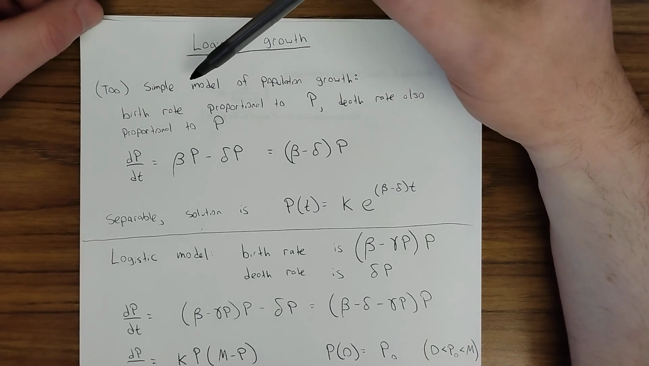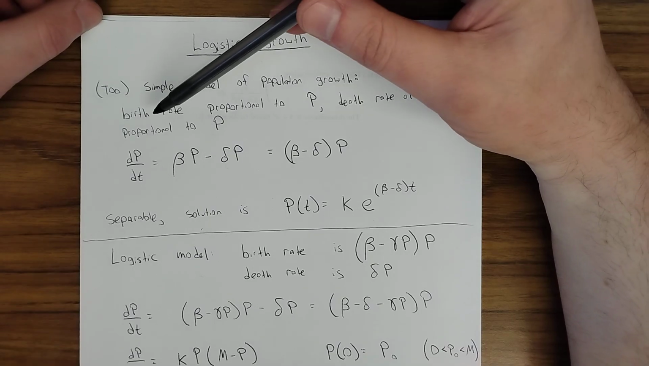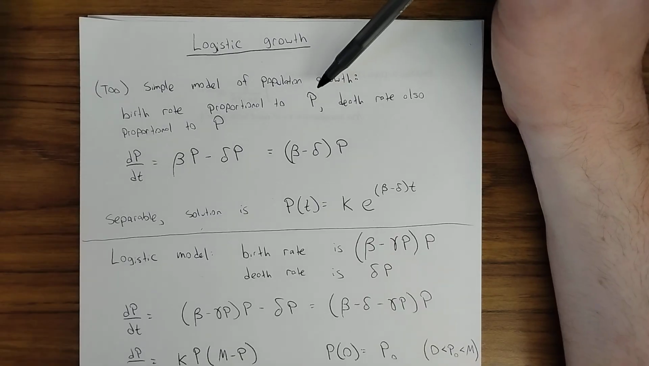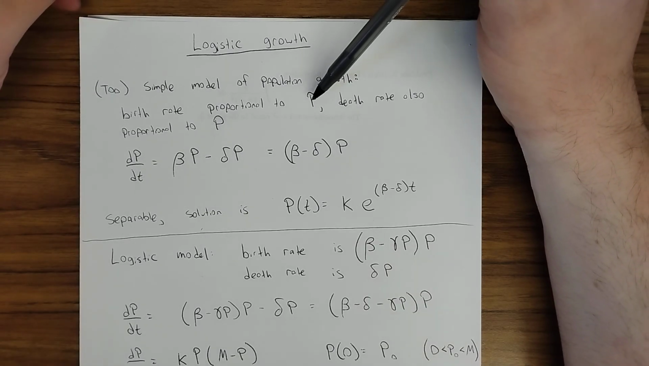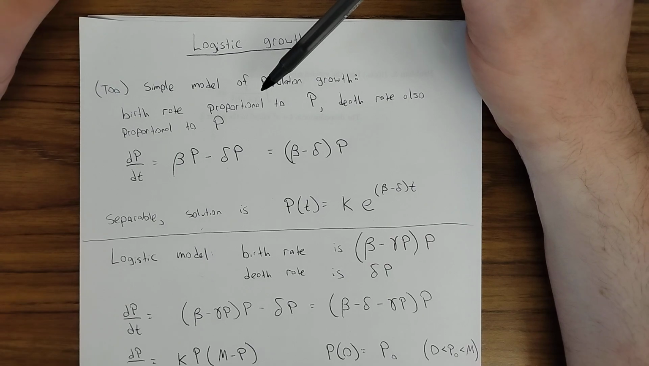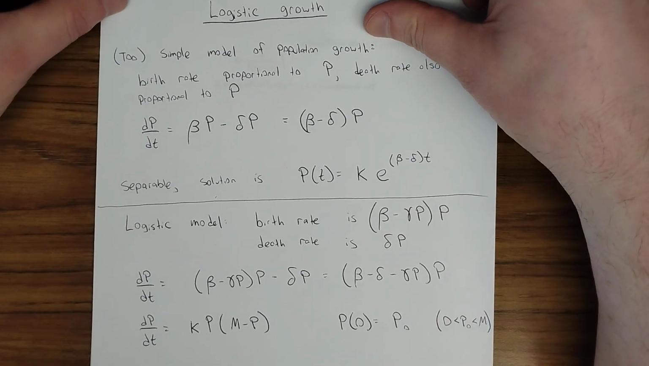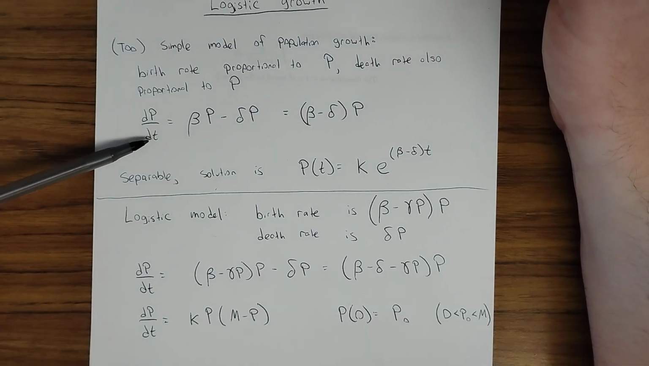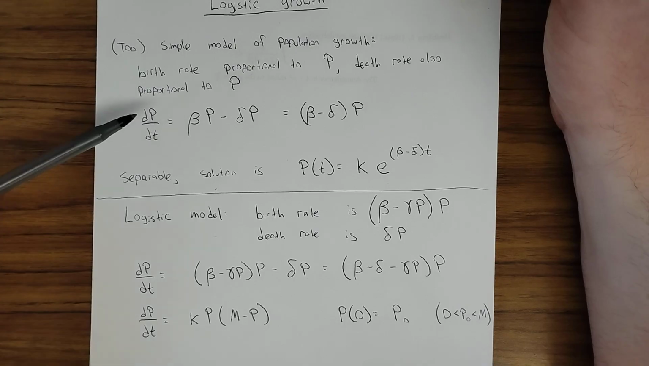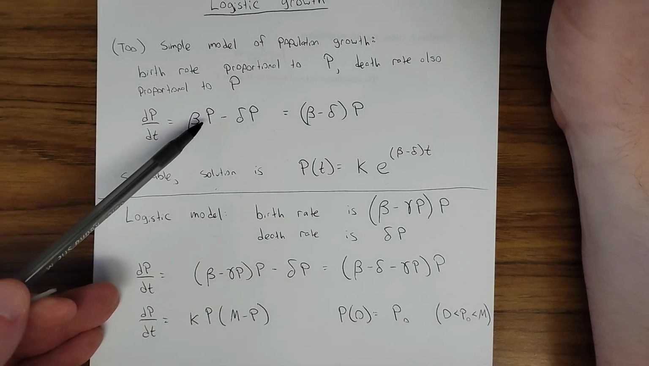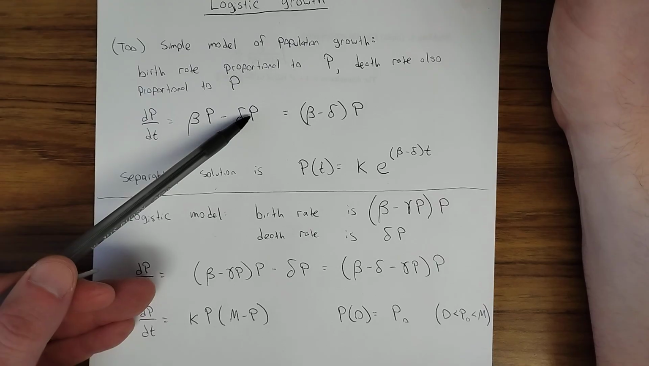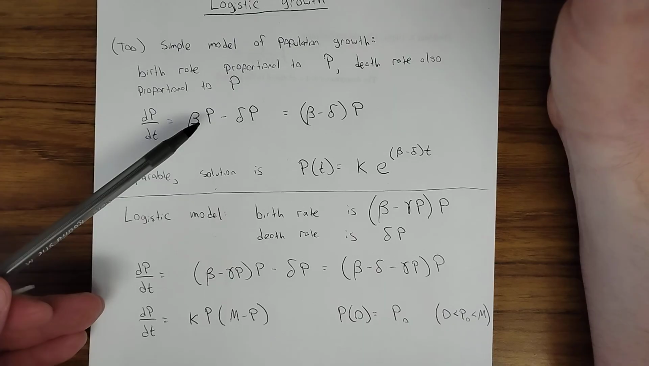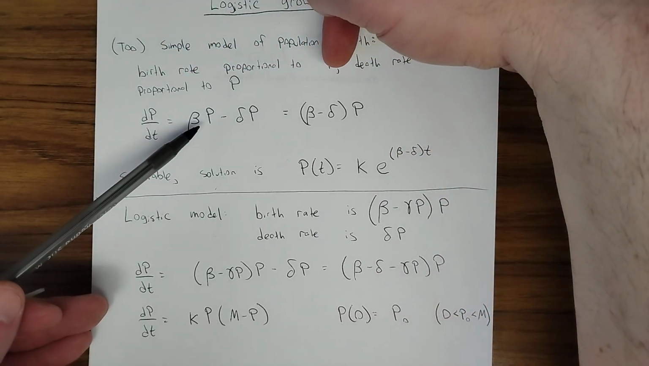So the simple model that I'm going to talk about is that the birth rate of a population is proportional to P. P is the population at any given time. And the death rate is also proportional to P. So this suggests a differential equation where the rate of change of my population is the rate coming in minus the rate going out, and the rate coming in is the number of births. And we just said that the birth rate is proportional to P.